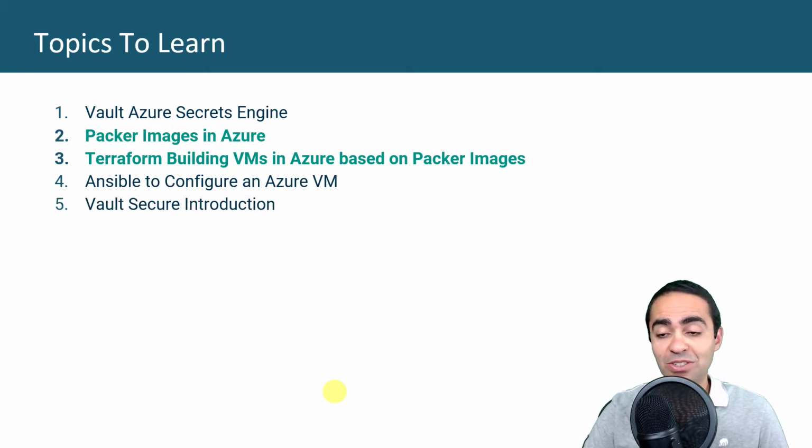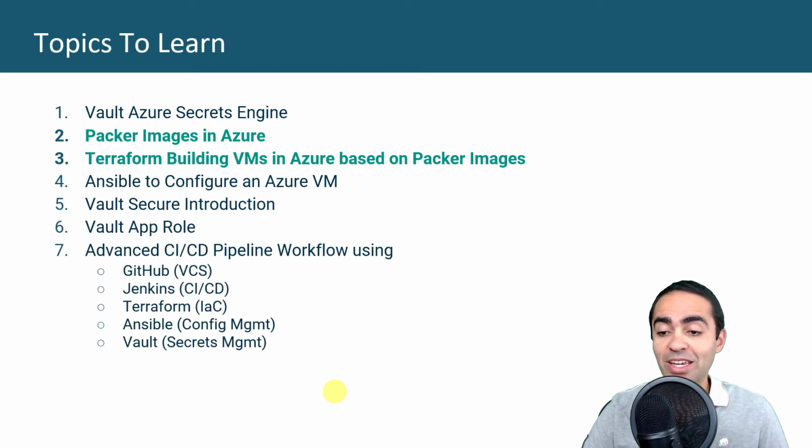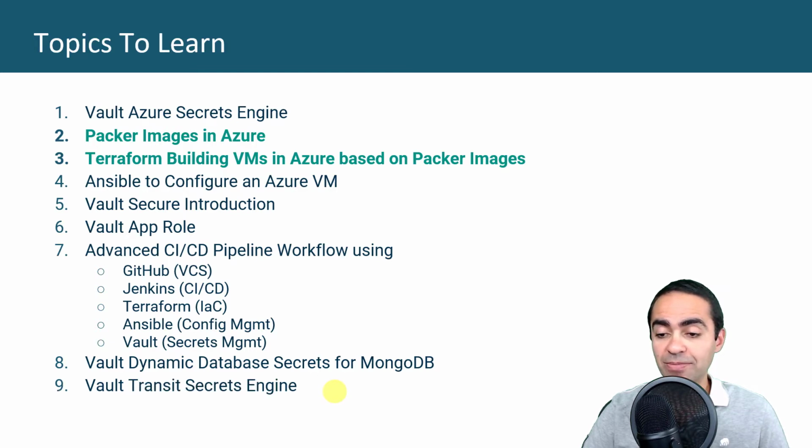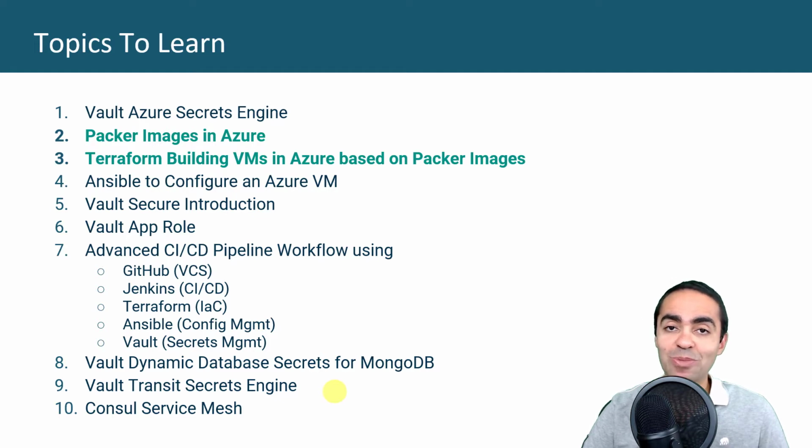Topics for the next video are Vault secure introduction using Vault AppRole, then tying everything together in a secure CI/CD pipeline with GitHub, Jenkins, Terraform, Ansible, and Vault. Also looking at the application itself, the Python Flask application that talks to a backend MongoDB for the web blog that we saw before. So using the dynamic database secrets engine with MongoDB, the Vault Transit secrets engine, and finally tying the Python Flask app with the MongoDB database using Consul service mesh to talk to each other.